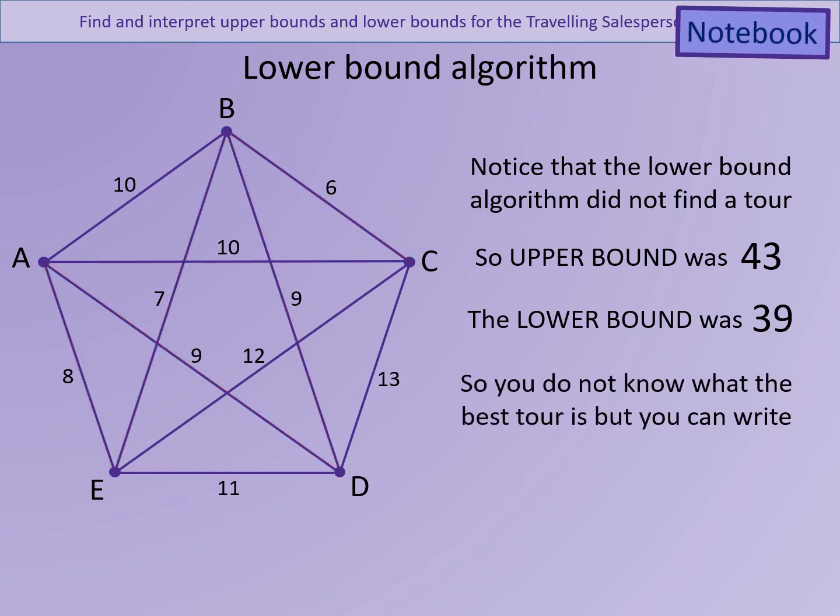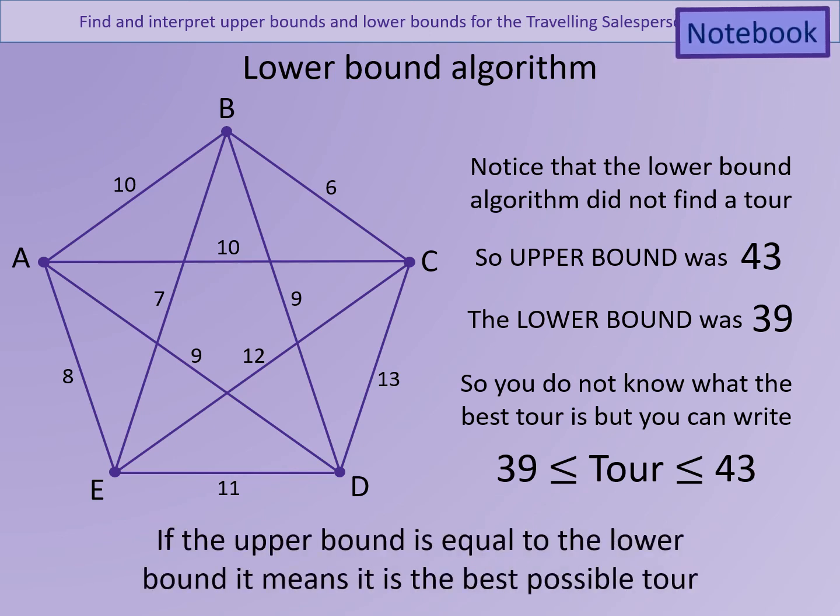We do not know what the best tour is, but we can now write an inequality to show where the solution will lie. So the optimum tour will be greater than or equal to 39 and less than or equal to 43. If the upper bound and the lower bound were the same number, this would mean that we had definitely found the best possible tour.